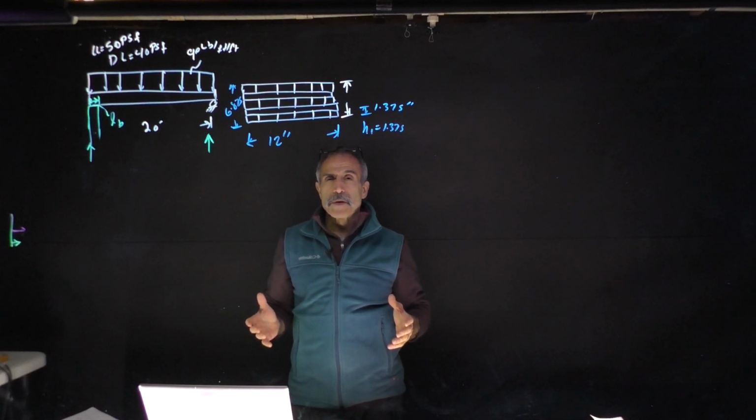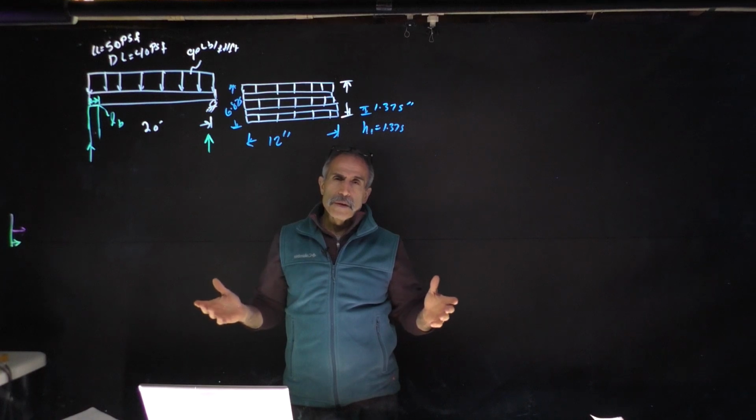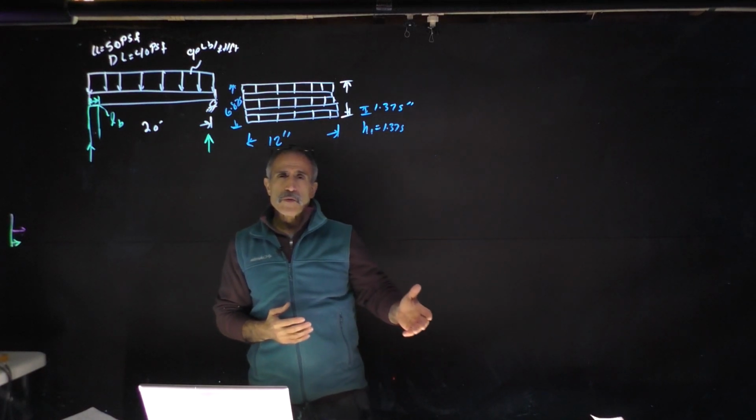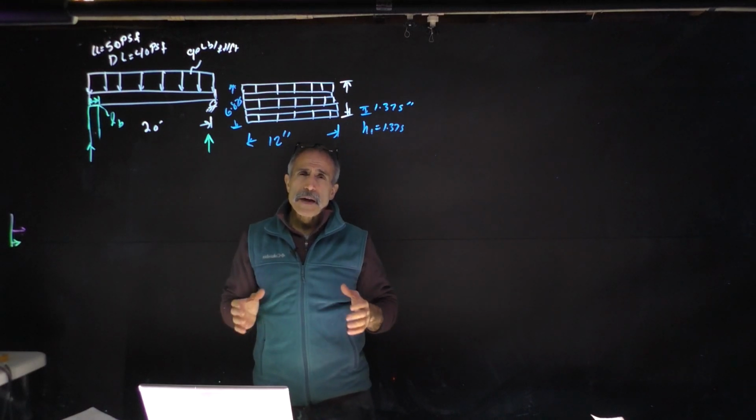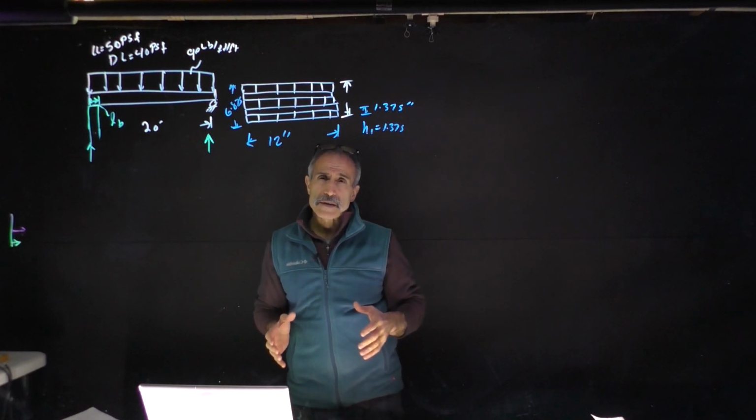In this lecture, we want to talk about mass timber design. Basically, it's made of glulam and CLT panel, cross-laminated panel. Mass timber is making a comeback in the United States.